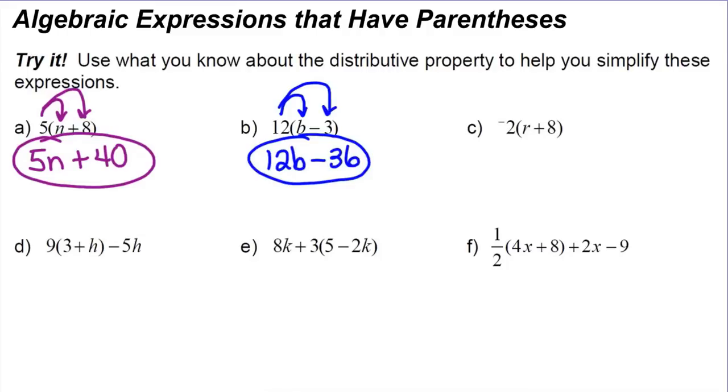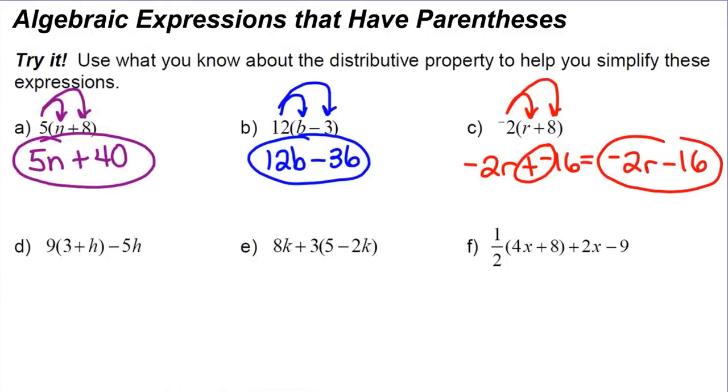Next one, negative 2 times r plus 8. Again, I cannot do r plus 8. Those are not like terms, so I do negative 2 times r, which is negative 2r, plus negative 2 times 8, which is negative 16. And technically I'm done here, but I want to clean this up. I do not like these double signs here. So this is equivalent to negative 2r minus 16.